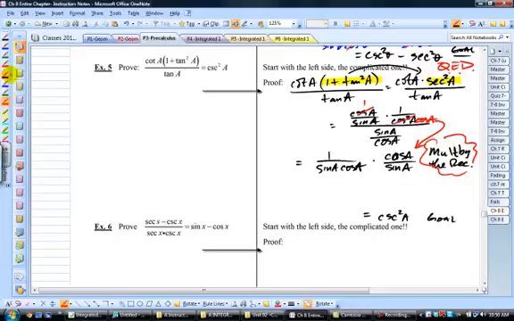Okay, now at this point you want to do a little more simplifying. I see that cosine A divided by cosine A is 1. I get 1 divided by sine A times sine A, which is sine squared A. Notice that I put in my steps, and that's equal to cosecant squared A. Alright, and then I'm done. I met my goal. Quod erat demonstrandum, QED.